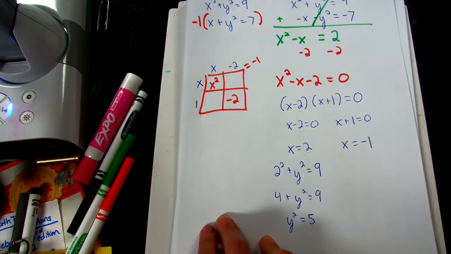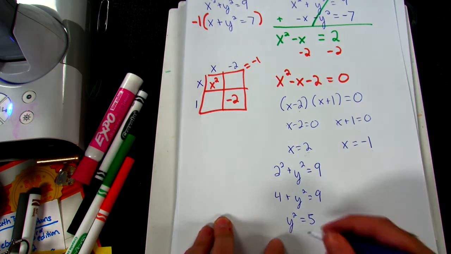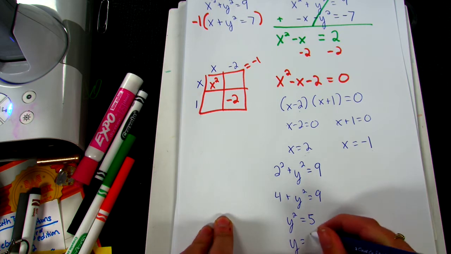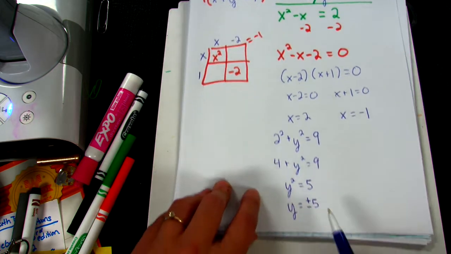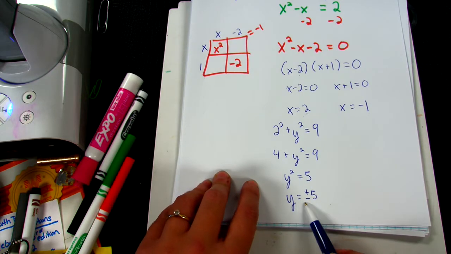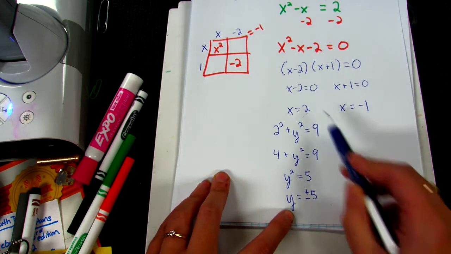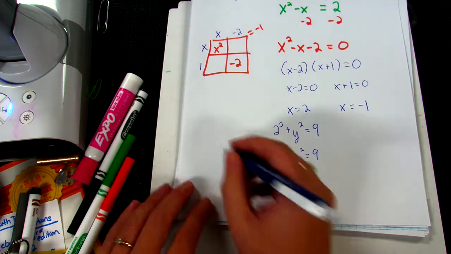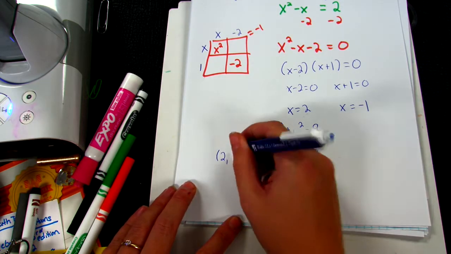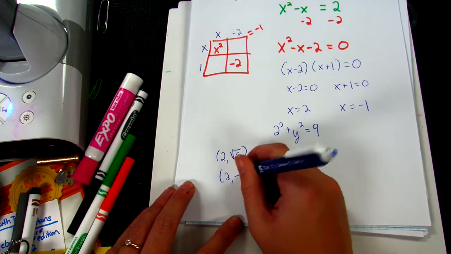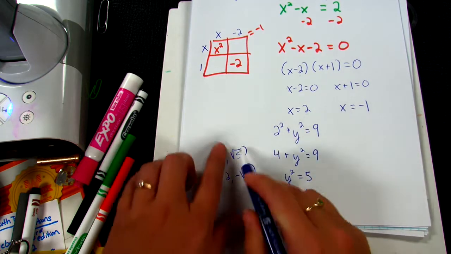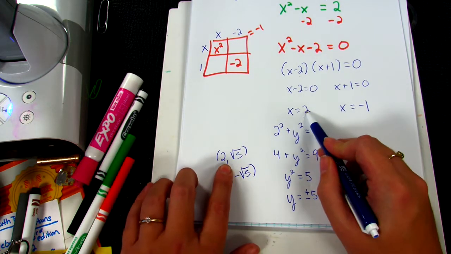All right. We have to square root both sides. So y is equal to plus or minus square root of 5. Remember, when you take the square root, you get the plus or the minus. So we end up with two answers. We end up with 2 comma positive square root of 5 and 2 comma negative square root of 5. Okay, we get two answers just from that one x.